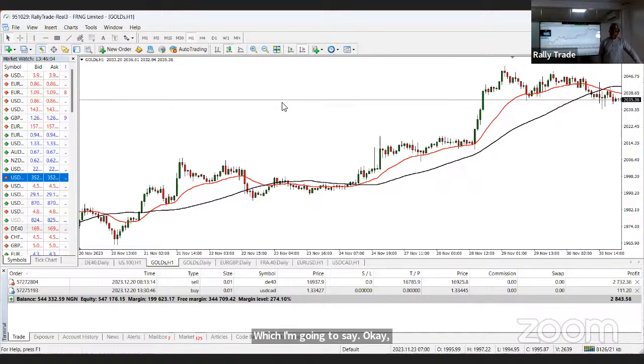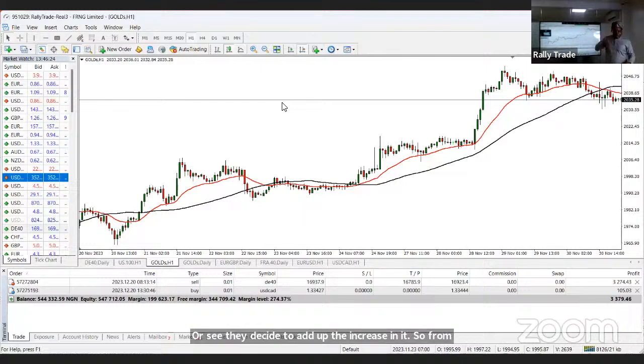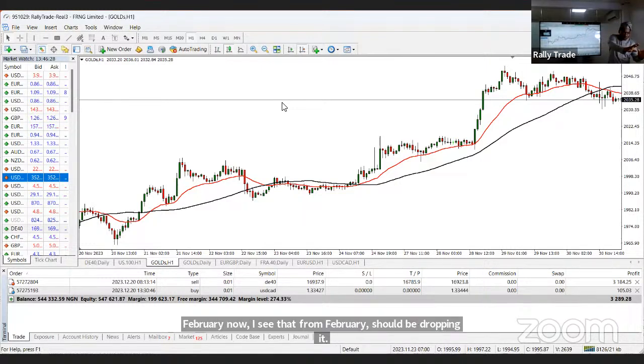Okay, let me tell you what I feel is happening. If you check the recent FOMC, since October, the rate has been kept constant. So if I were you, I will not trade again until they decide to either increase or decrease it. From February, I feel they should be dropping it. You can be trading again then.